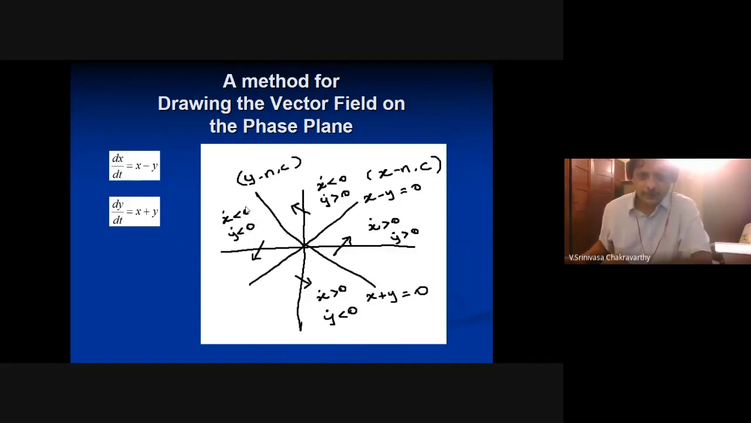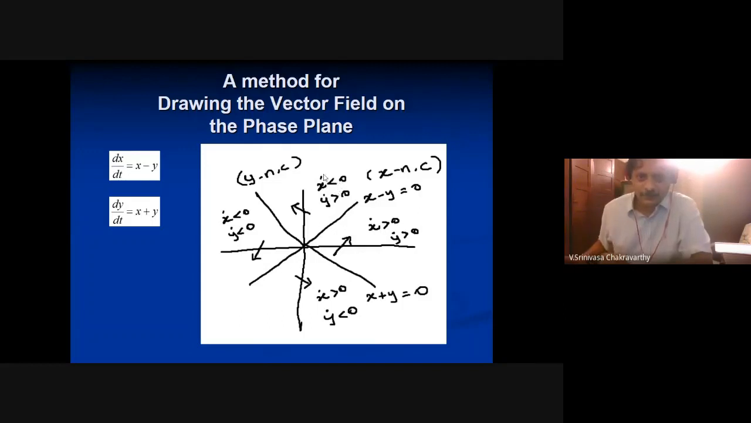Now we need to find the vector field direction in any given part. Take this expression x minus y. On this x null line, x dot is 0. If you go above this line, that means y is greater than what it normally is. At this point, x equal to y, or x minus y equal to 0. Now if you increase y further, this expression will become negative. So at all the points above this x null line, x dot is negative.